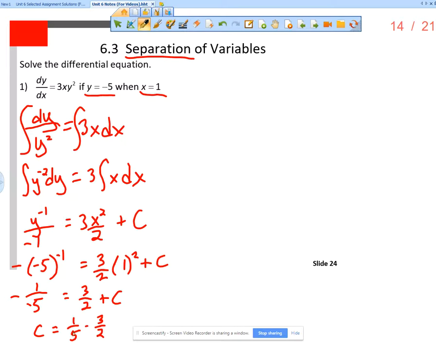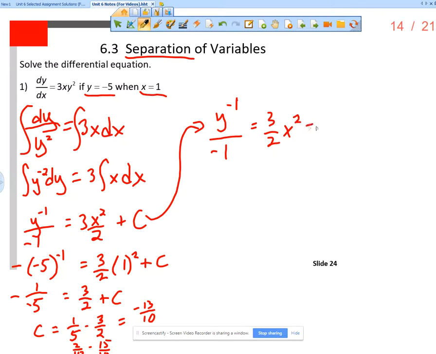All right, so 1/5 minus 3 halves, that would be 2/10 minus 15/10. And so c is going to be negative 13/10, not 12ths. Negative 13/10. All right, so what does that mean? Well, that means that y to the negative first over negative 1 is equal to 3 halves x squared minus 13/10. Now, this looks great, all right, but we want to be able to solve this explicitly for y, okay?